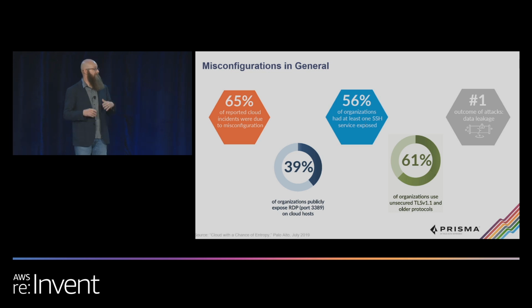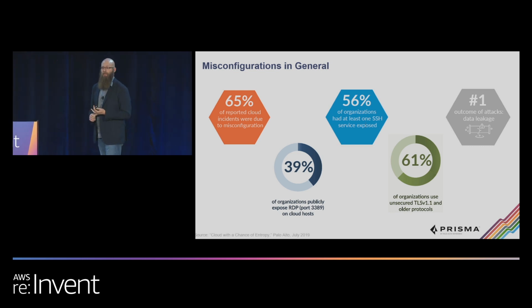But when we looked at 18 months of cloud security reports, we're going to be in the top left-hand corner with a 65% number. 65% of incidences and vulnerabilities reported in cloud happened because of misconfigurations. This could be a misconfigured S3 bucket. This could be an EC2 instance that had default configurations or default credentials or basic things in that environment. So 65% of all cloud incidences reported were due to misconfiguration.